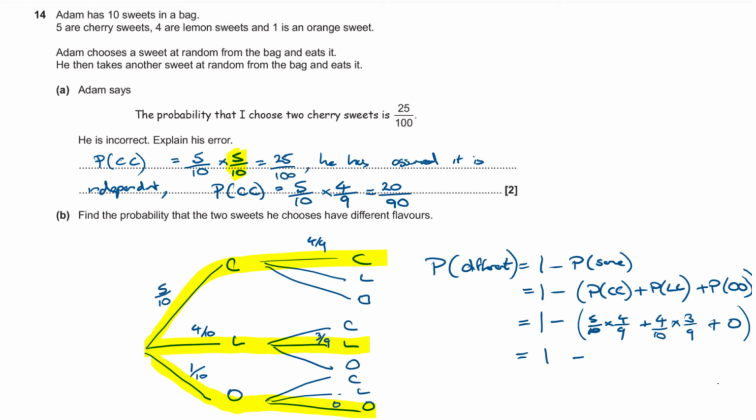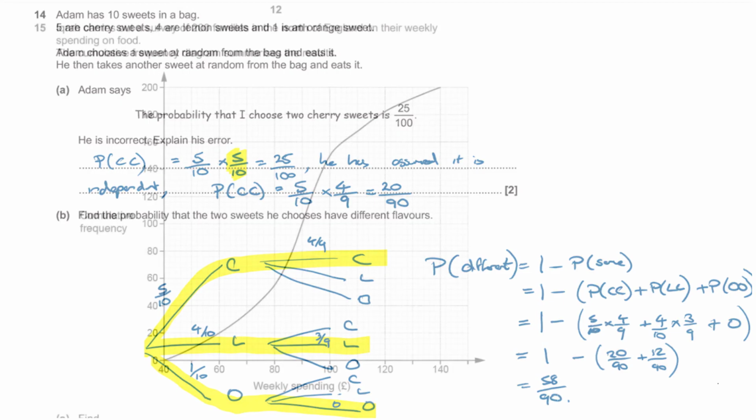So we already know the first one is 20/90. The second one is 12/90. Okay, so that's 32/90 altogether. So taking that away from 1, 32 from 90, that is 58. 58/90. Okay, that will do.